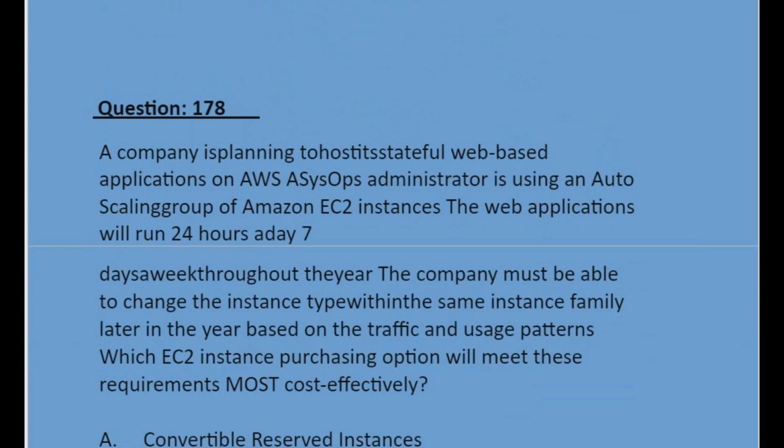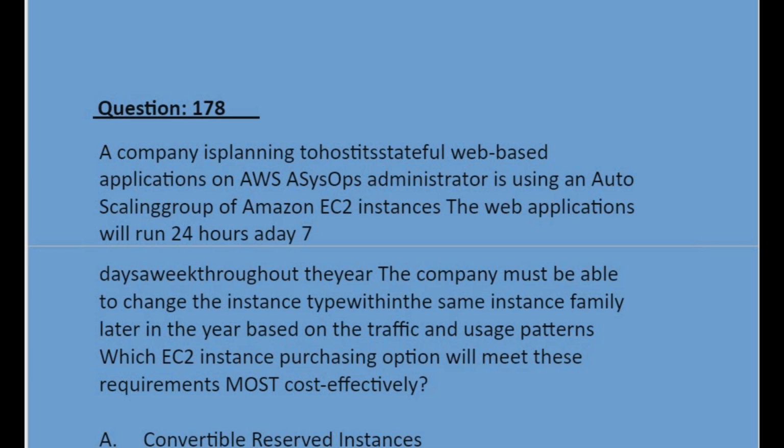Question is, a company is planning to host its stateful web-based applications on AWS. A SysOps administrator is using an Auto Scaling group of Amazon EC2 instances. The web applications will run 24 hours a day, 7 days a week throughout the year. The company must be able to change the instance type within the same instance family later in the year based on the traffic and usage patterns.